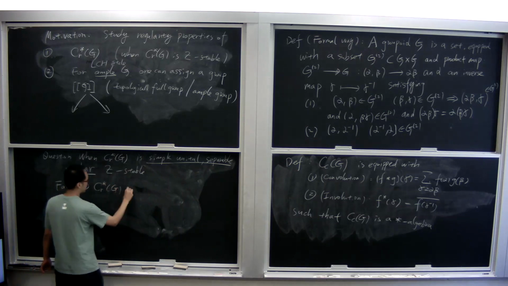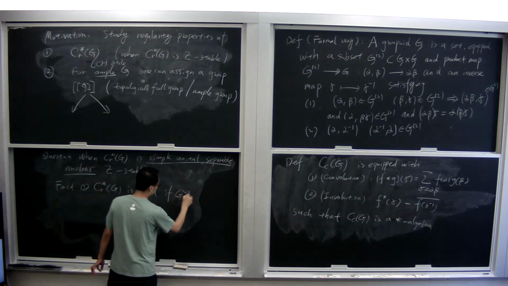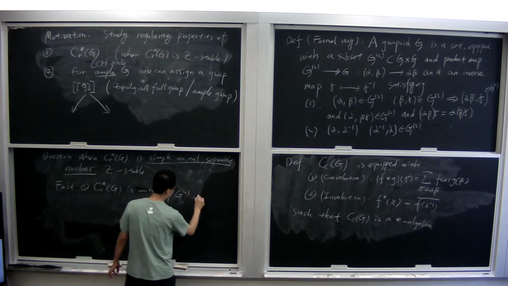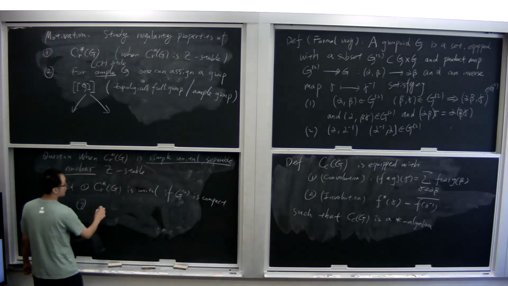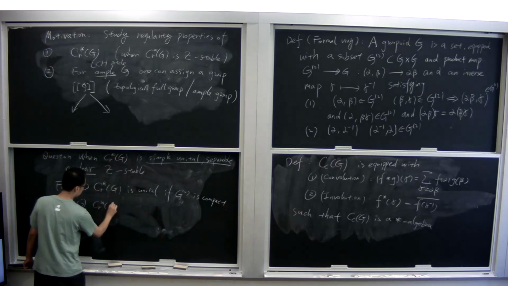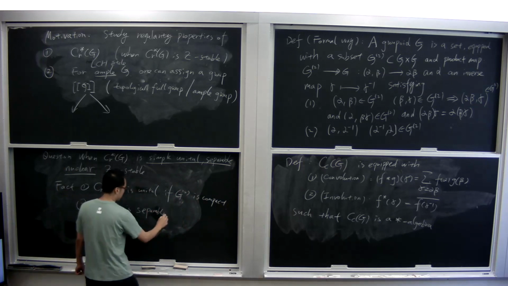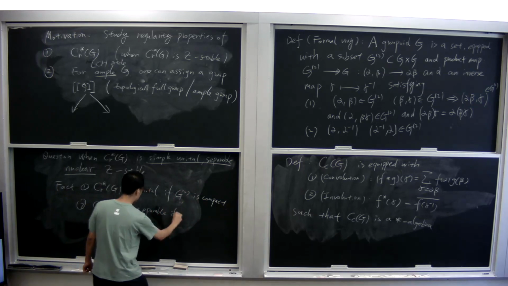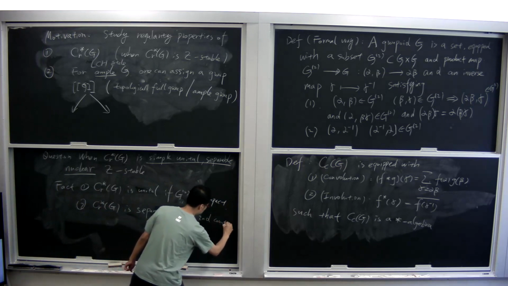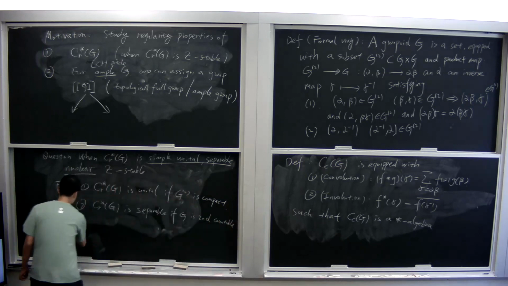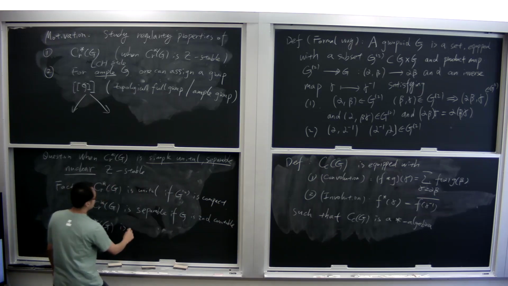So for these four conditions are quite easy to obtain. So I will write it as a fact. Fact one: this guy is unital if your unit space, your set of points, is compact. And second, this guy is separable if your groupoid is second countable.